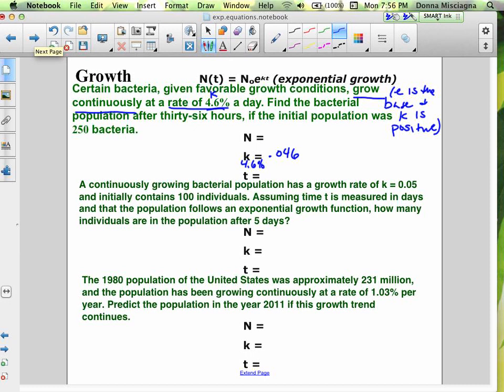Find the bacterial population after 36 hours if the initial population was 250 bacteria. 250 is our N naught. That's our starting value. What's our time? Is it 36 hours? No, because our rate here is per day. So a little hint here: make sure the units for the equation match the time units you evaluate at.